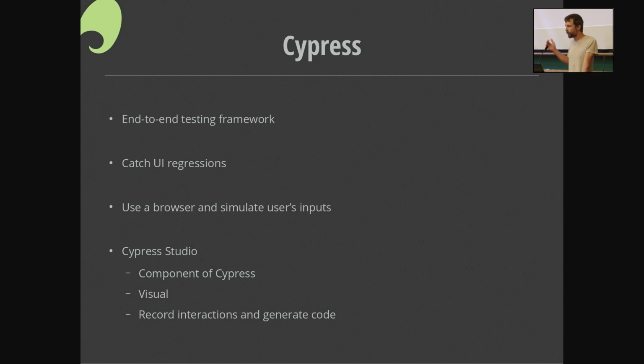Cypress Studio is a component of Cypress. It provides a visual way to generate Cypress tests, code that can be run using Cypress. It will record interactions. Basically, you open the software, it will show you the interface of Koha, you click Start Recording, you do some interactions in the software, you stop the recording, and the code will be generated.